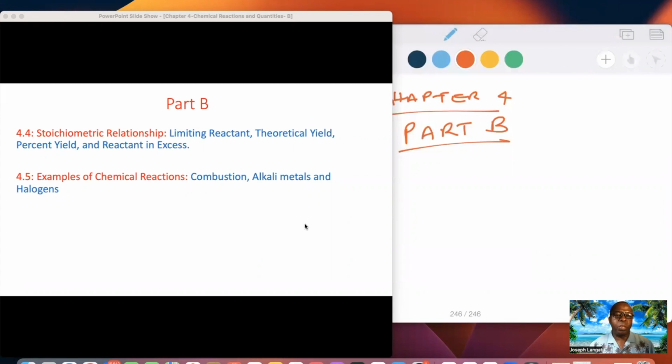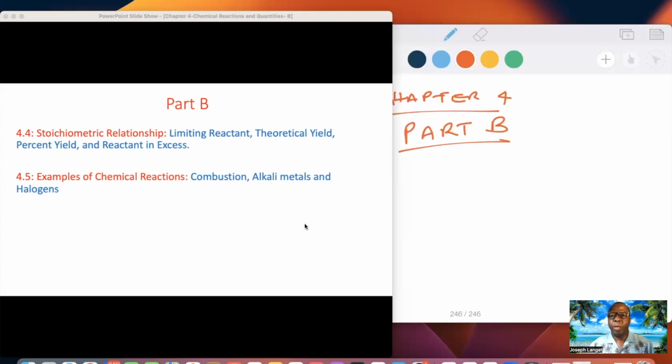4.4 Stoichiometric relationships: we will look at the limiting reagent concept, theoretical yield, and how to calculate the percent yield in a chemical reaction. And we will look at specific types of reaction. The text only covers combustion reaction, alkali metals reaction, and halogens. We have only three types of reaction.